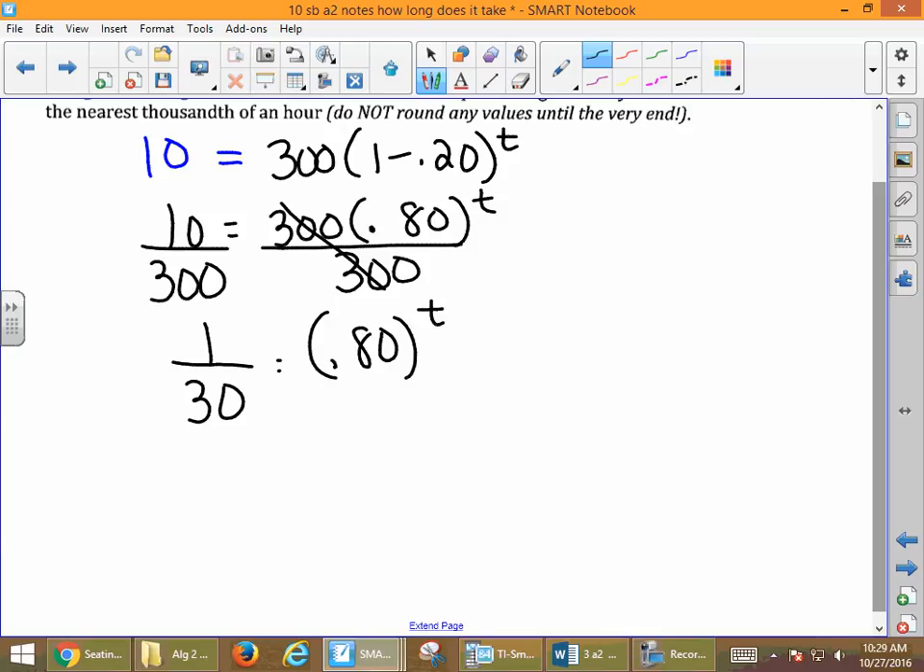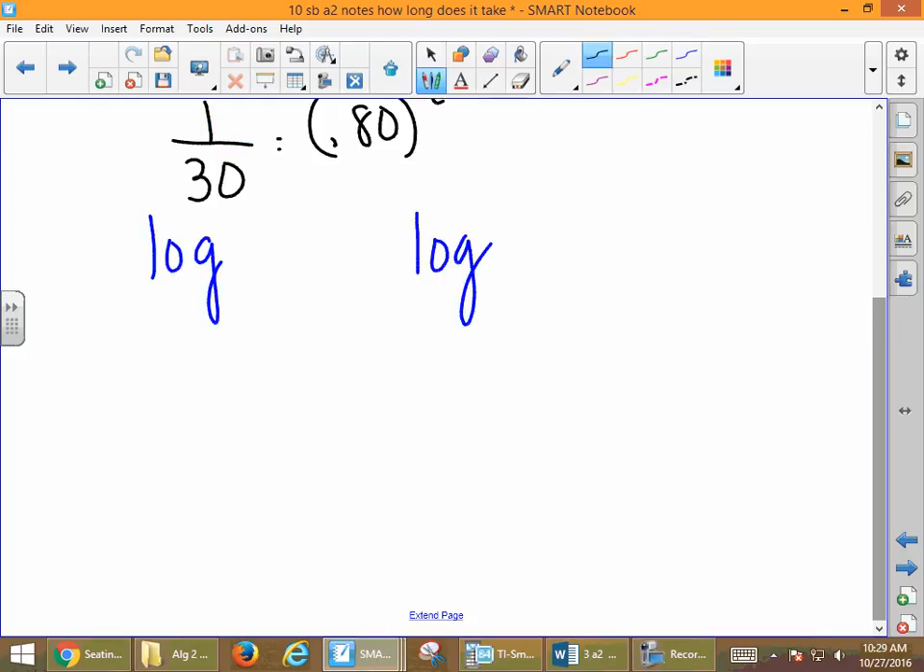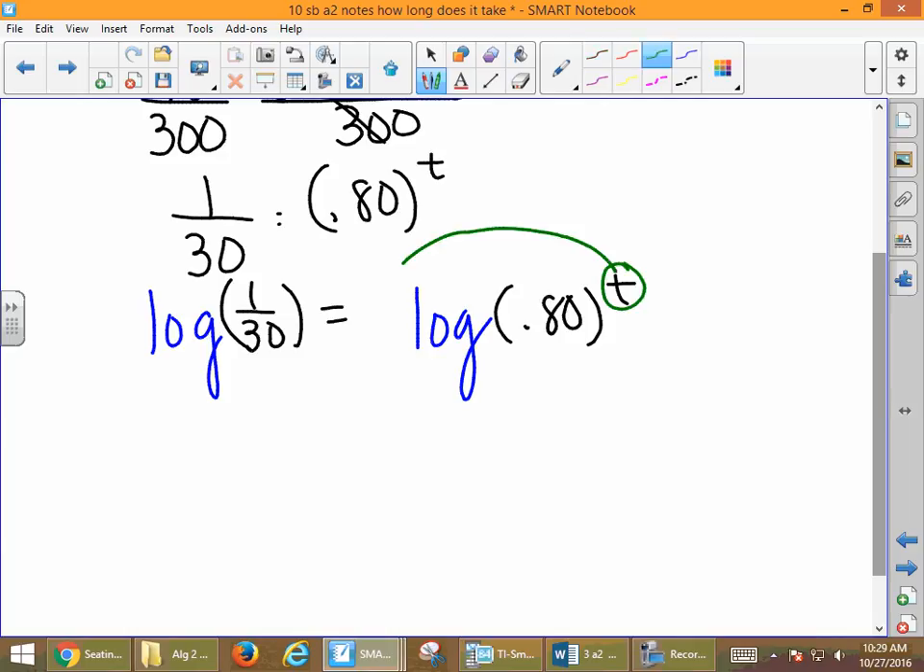What do we have to do to solve this? Tiffany? Put log in. We're going to put log in it, both sides. So we've got log of 1/30th equals log of 0.80 to t. Matthew, what are we going to do with that t? And I call it the front, he calls it the back. Close enough. And we're going to bring that down.